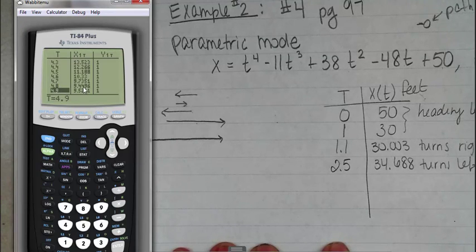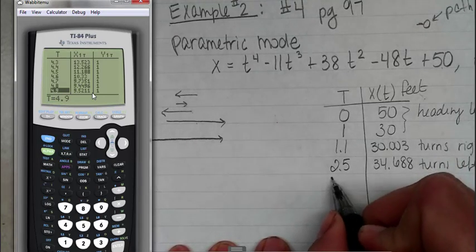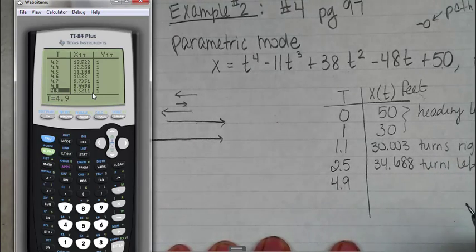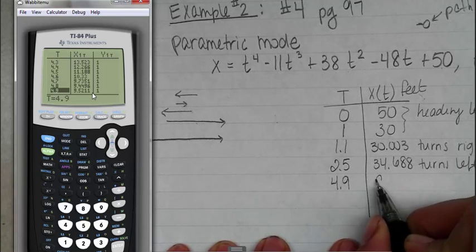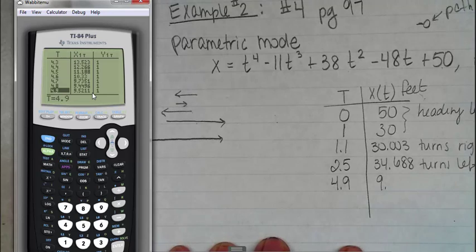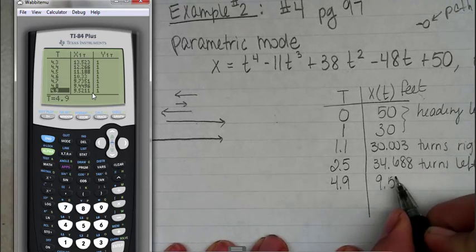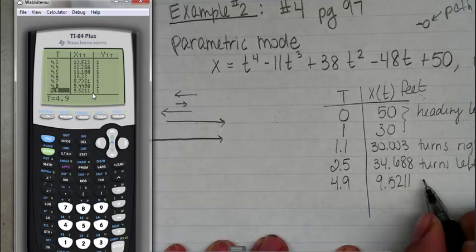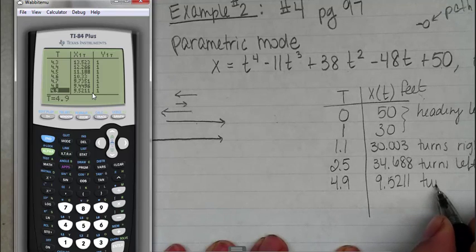And it looks like I just went bigger again, right? So I went from 4.8 seconds, I was at 9.44, so getting smaller from the time before. And then at 4.9 seconds, now I'm getting bigger again. So it looks to me that at 4.9 seconds, this thing now starts to turn right. Okay, so at 4.9, I'm at 9.5211 feet, and now it is turning right.